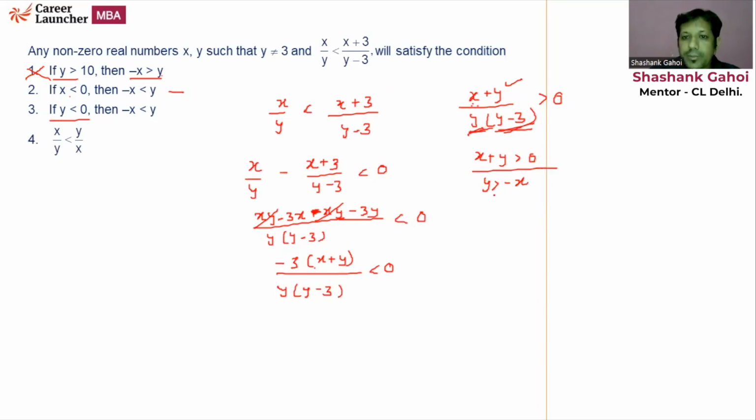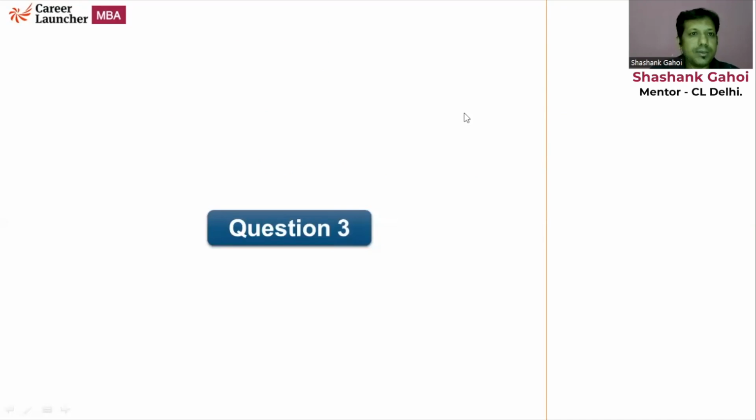So again, I am going to have the same condition, that is x plus y should be greater than 0. It means y should be greater than minus x. And is it given here? Yes. So in this case, my answer is going to be option 3. And that's the answer. Let's start question number 3.